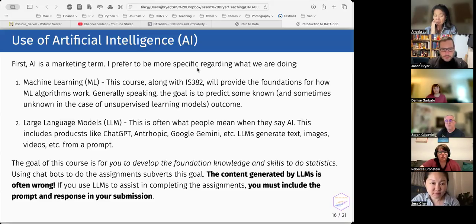This is new for me and Angela. Instead of saying you can't use it, my position is you can use it, but include the prompts and answers at the bottom of the lab, or some other place, if you use them in a lab. We're learning along with you, and we need to figure out a way to teach responsible use of AI.